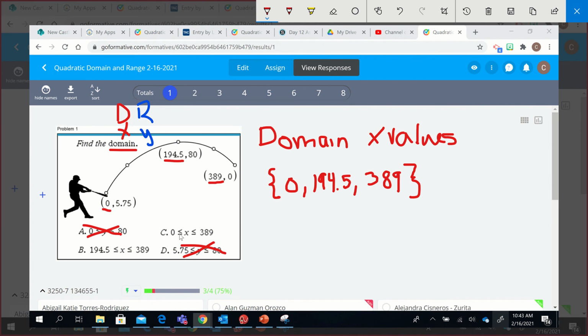It starts at 0 and then it goes to 389. So it goes from 0 to 389. So the better answer is C. So that's your X values. Domain is your X values.